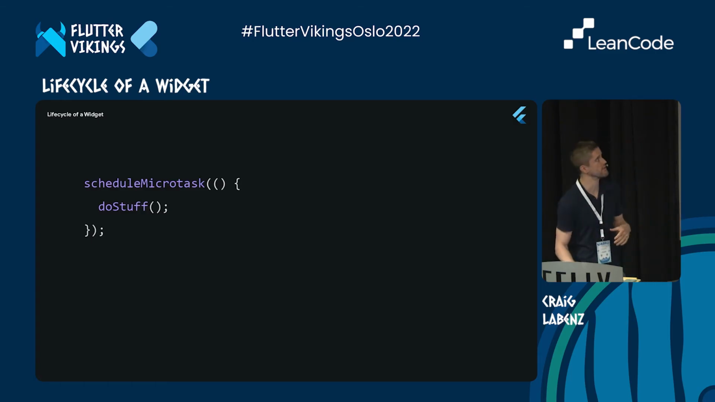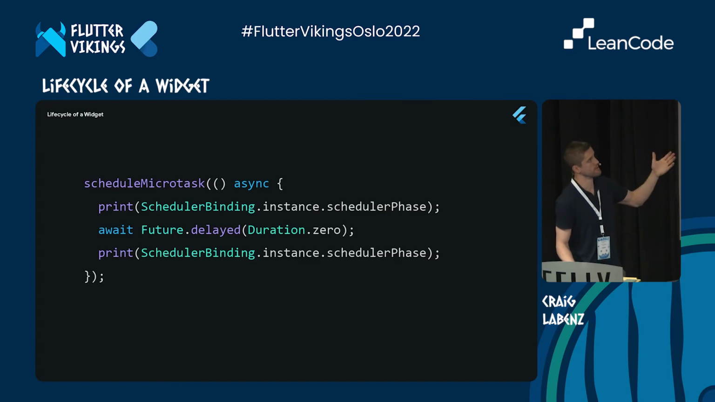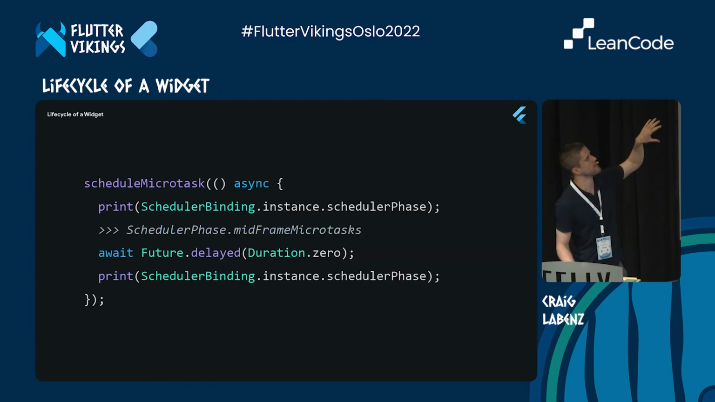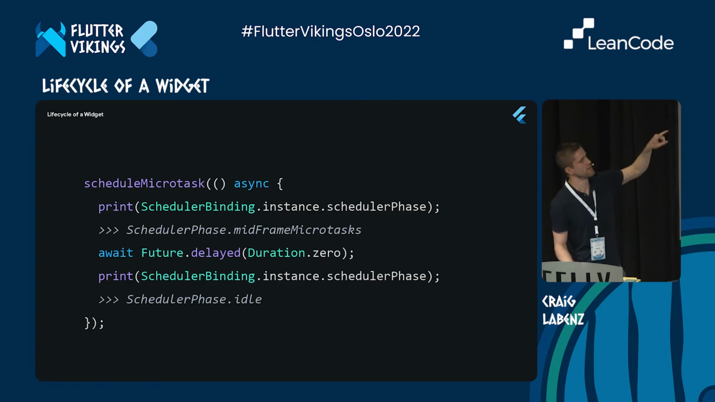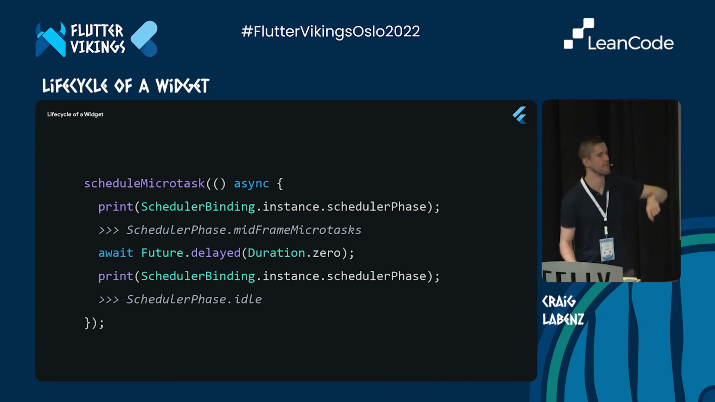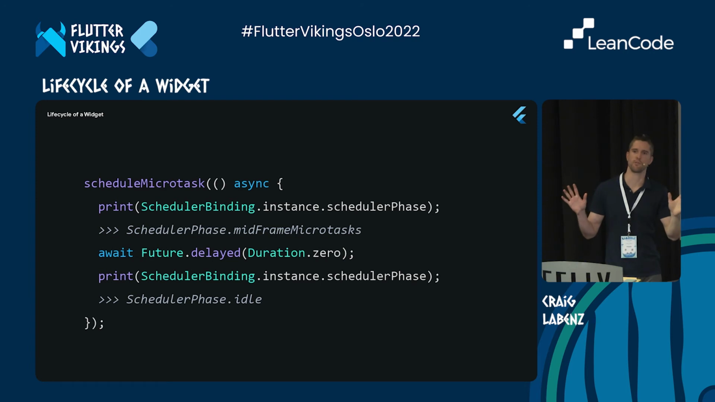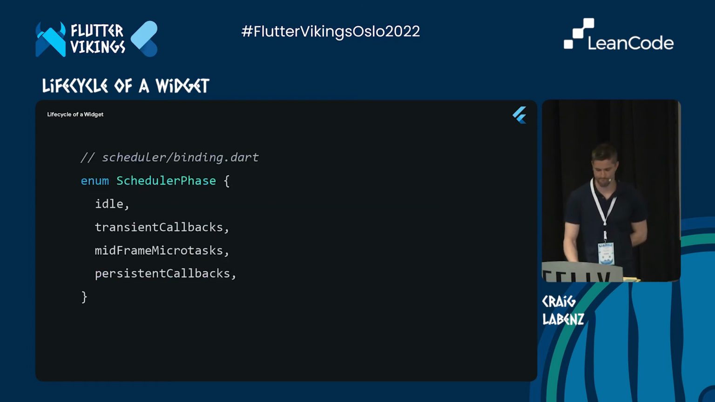So in this phase, Flutter just looks and says, have you scheduled any microtasks? And if you have, it runs them. Now, these methods can also be asynchronous. So you could write this, which prints the current scheduler phase, awaits Future.delayed, and then prints the scheduler phase again. And if you run this, it will print SchedulerPhase.midFrameMicrotasks, and then it will print SchedulerPhase.idle, because that future can't resolve until the next idle phase, even though we only wanted it to wait 0 milliseconds. It still just has to kind of hold its horses until the next idle phase.